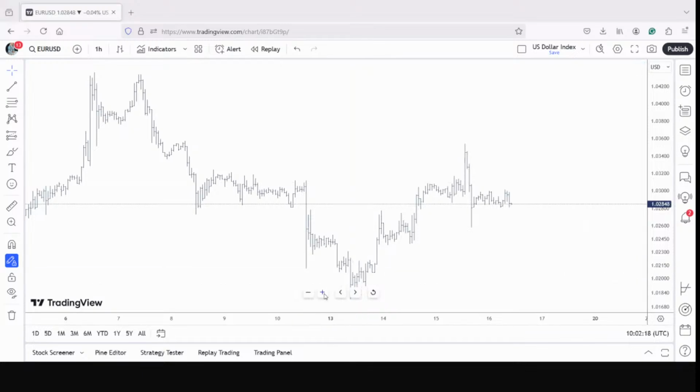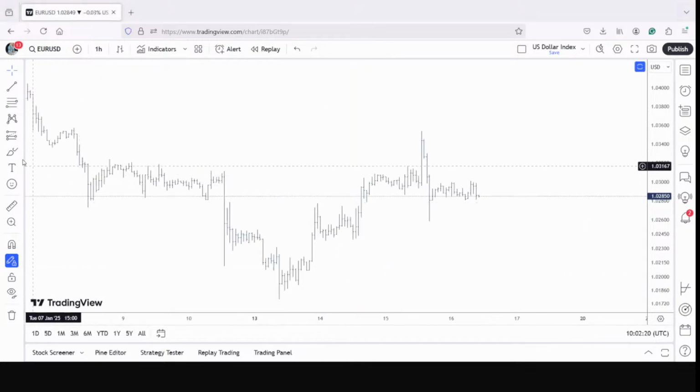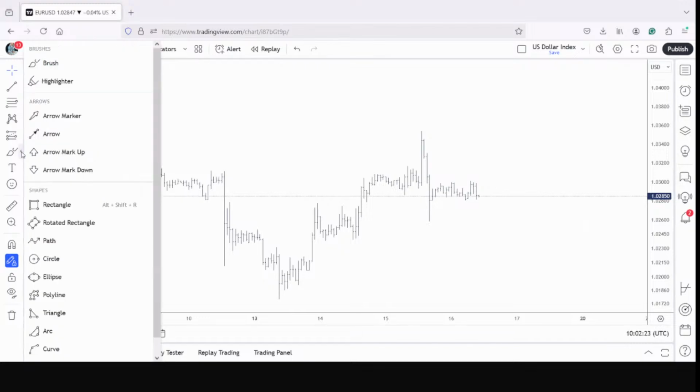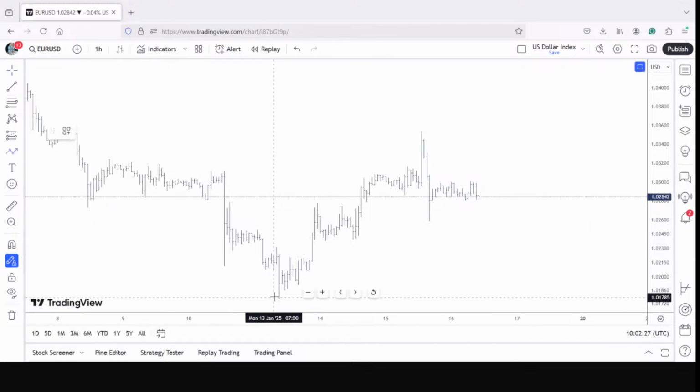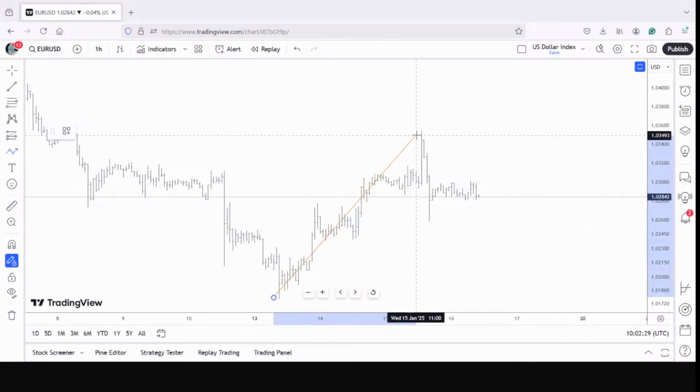So, let me just draw the path again. It's not that it's changed the track, but maybe we are looking for sideways. It's converting into a triangle. Maybe that could be a triangle in the making.